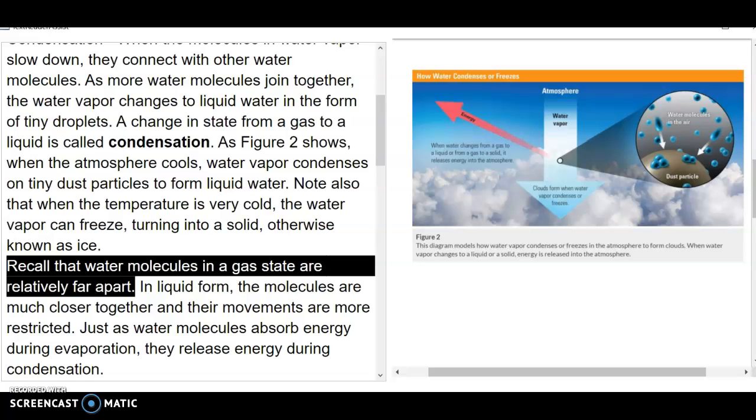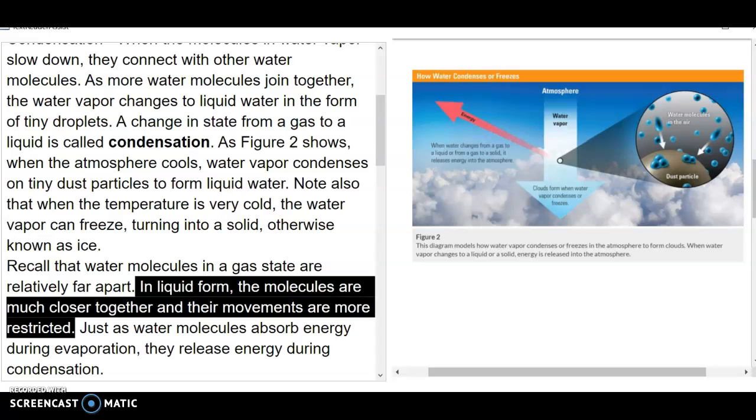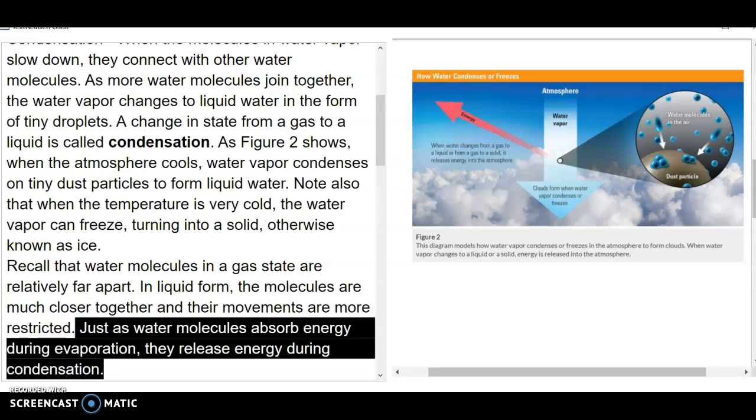Recall that water molecules in a gas state are relatively far apart. Remember, because they're zooming around their entire container. In a liquid form, the molecules are much closer together and their movements are more restricted. So they're connected to each other, but they flow over each other in the liquid state. Just as water molecules absorb energy during evaporation, they release energy during condensation.